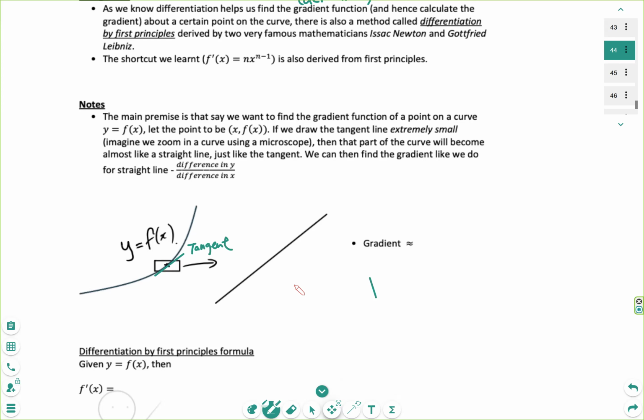And then in GCSE, you learn about drawing a right angle triangle here, but we're not doing that right now. What we're going to do next is, let this point be x, f of x. Now, if I zoom in on this part 100 million times and we draw the tangent line, I'll explain the x, f of x part later on. Again, all this theory, you don't have to remember it or understand it, you don't have to prove it, but I'm trying to show you where the formula came from.